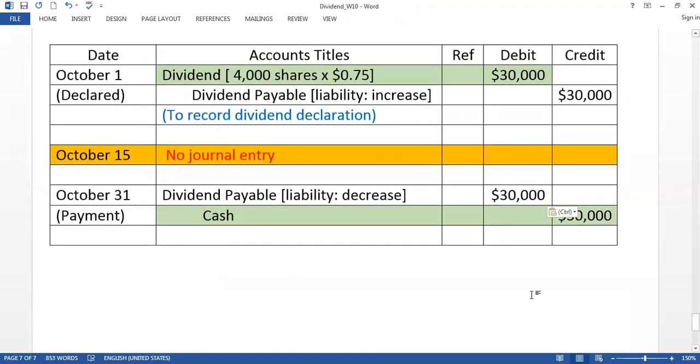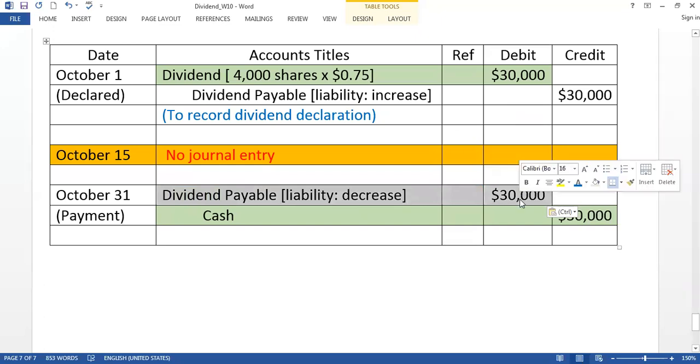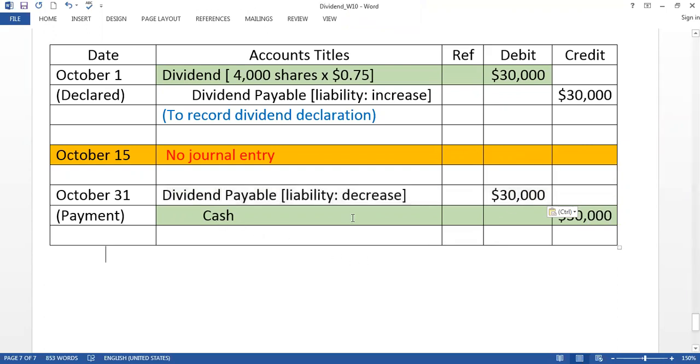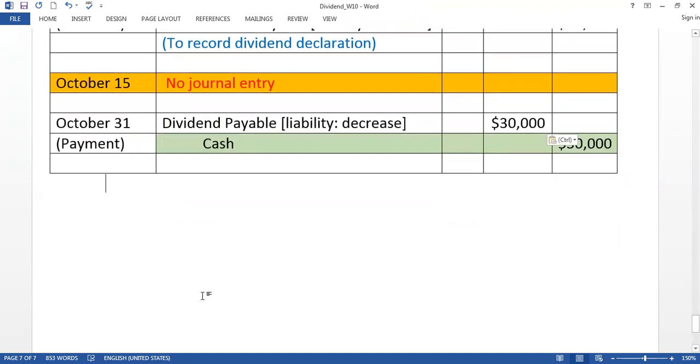Now try to understand. First, you record dividend payable credit. Now you record dividend payable debit. It is zero, right? Do you understand? It is zero. You don't have any liability. Why don't you have any liability? Because you paid cash. Now, if I ask you a question in the exam, what is the journal entry?